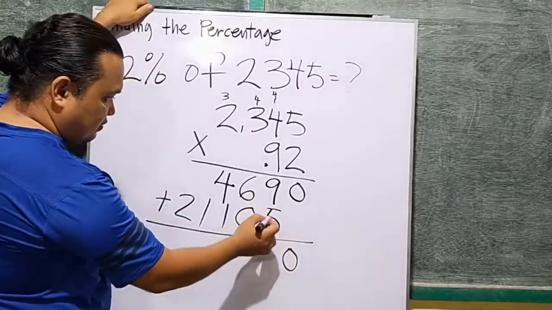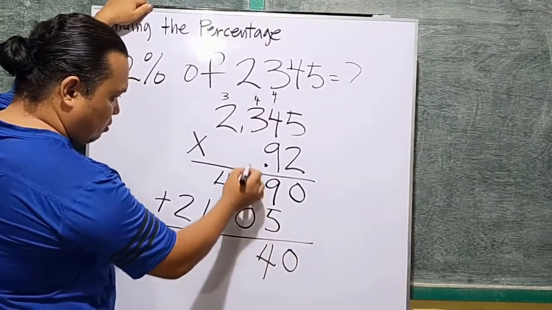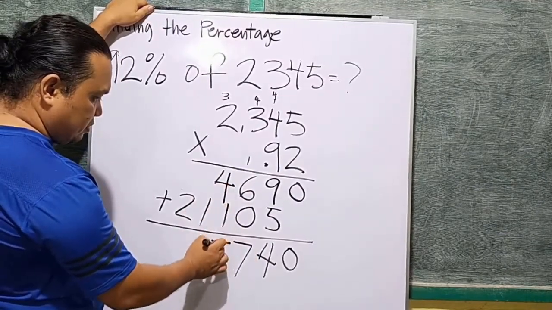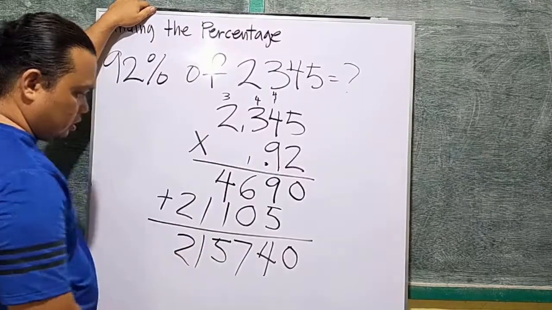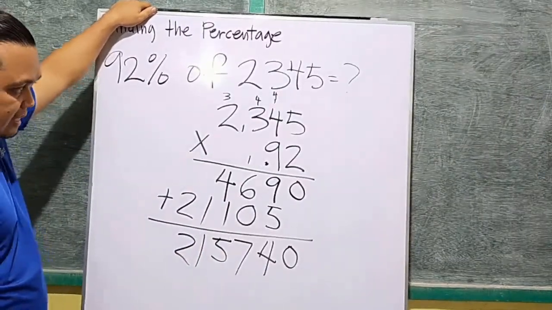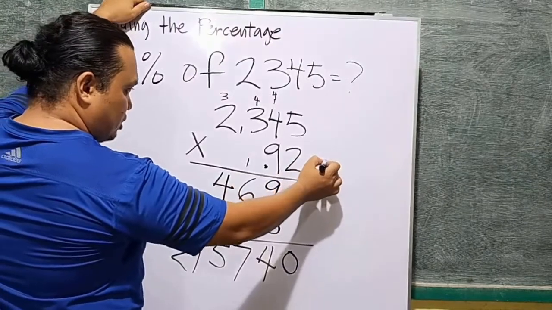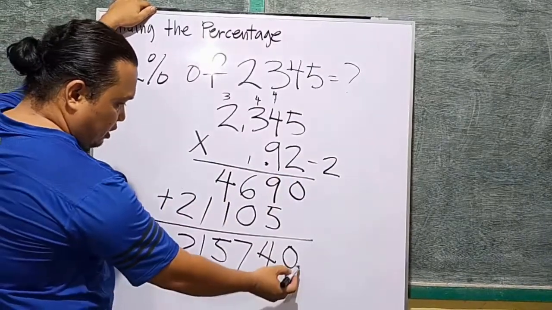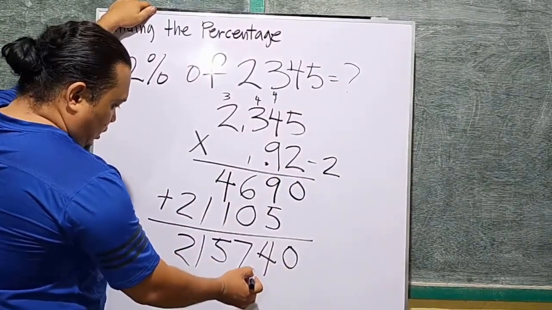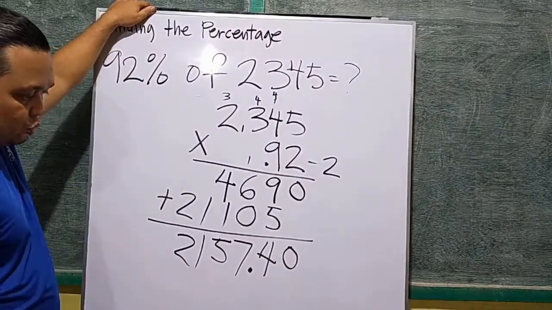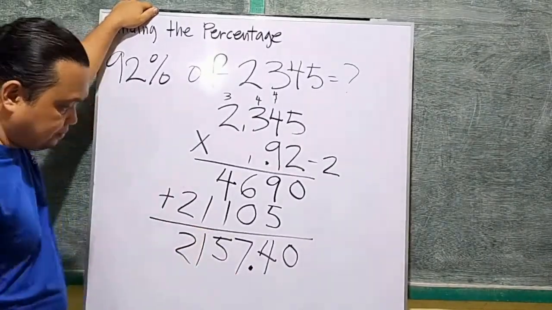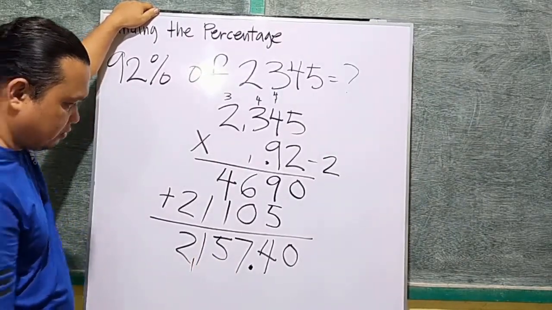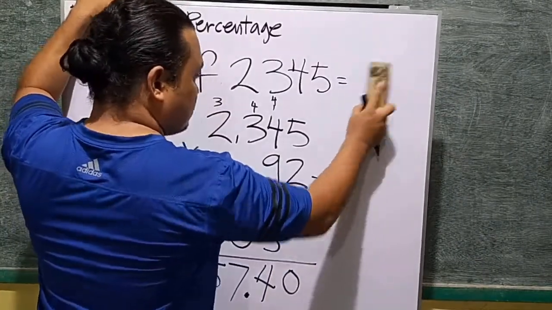0. 9 plus 5 is 14. 4, carry 1. 1 plus 6 is 7. 4 plus 1 is 5. Bring down 1 and 2. So where should we put our decimal point? 2 steps to the left because we have 2 digits. Put our decimal point here. So from here, 1, 2. That's between 7 and 4. So we have 2,157.4. Okay.